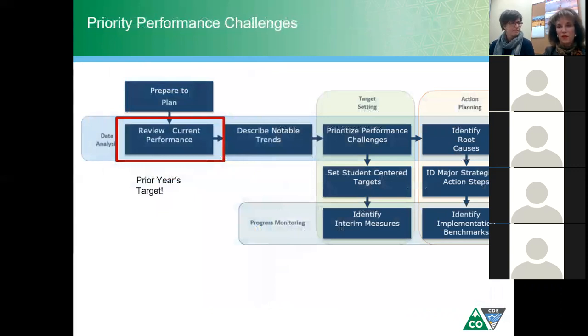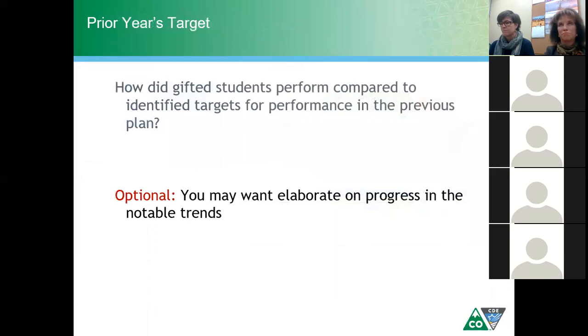As we get into this, we're not changing process. In fact, we're embedded to a different degree now. We start with the first step, which is the progress report, reviewing the current performance. And later when we show you the actual screenshots, you'll see where the button is or how you get into the gifted part. Some of the questions you would ask for progress report are, how did they perform compared to the identified targets for performance in the previous plan? And then you may want to elaborate even more extensively on the notable trends that you saw.